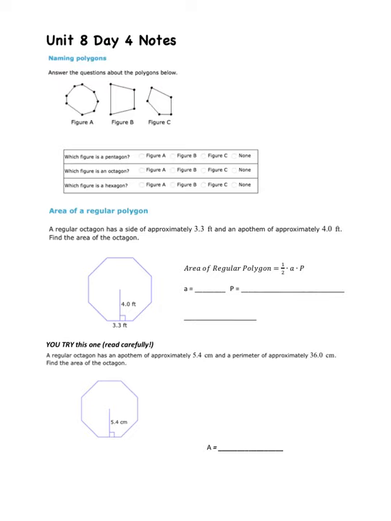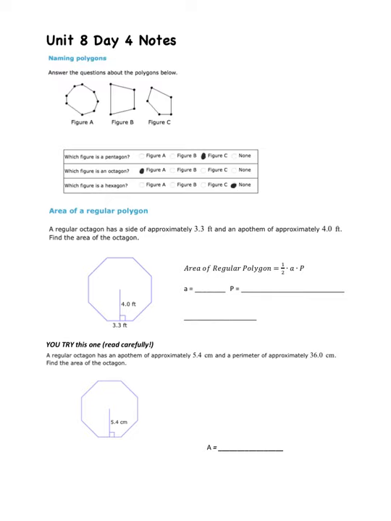Now, just because we call something a pentagon does not mean it has to have 5 sides the same length. So let's look at this. Which figure, A, B, or C, is a pentagon? We'll look for the one figure that has 5 sides. That would be figure C. Which figure is an octagon? You count them. It's obviously not B or C because you can't be an octagon and a pentagon. So it is figure A. Which figure is a hexagon? None of them have 6 sides, so none of them are a hexagon.